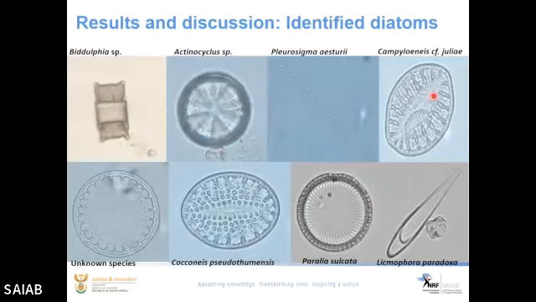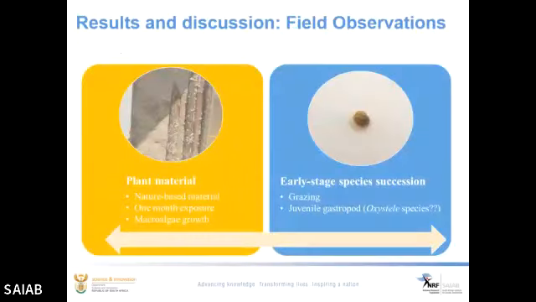Most of the diatoms identified are indicative of species that have been previously reported in the Kawi estuary. During sampling, we observed algae growth after one month of exposure of the structures, and potential grazing by a juvenile gastropod, which could be an oxystyle species. This observation could indicate that the plant material enabled early-stage species succession.